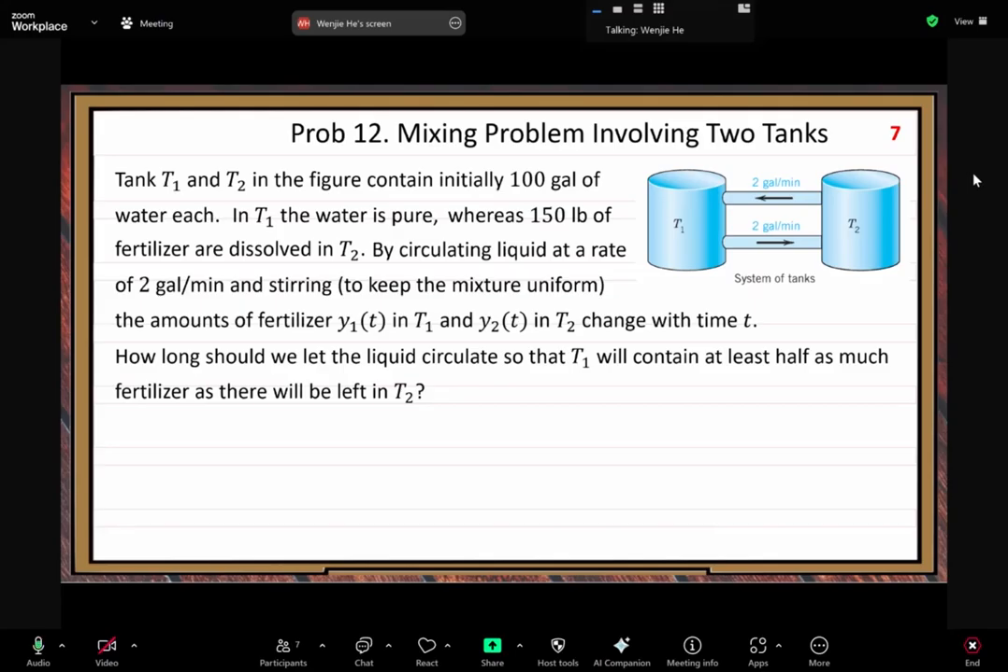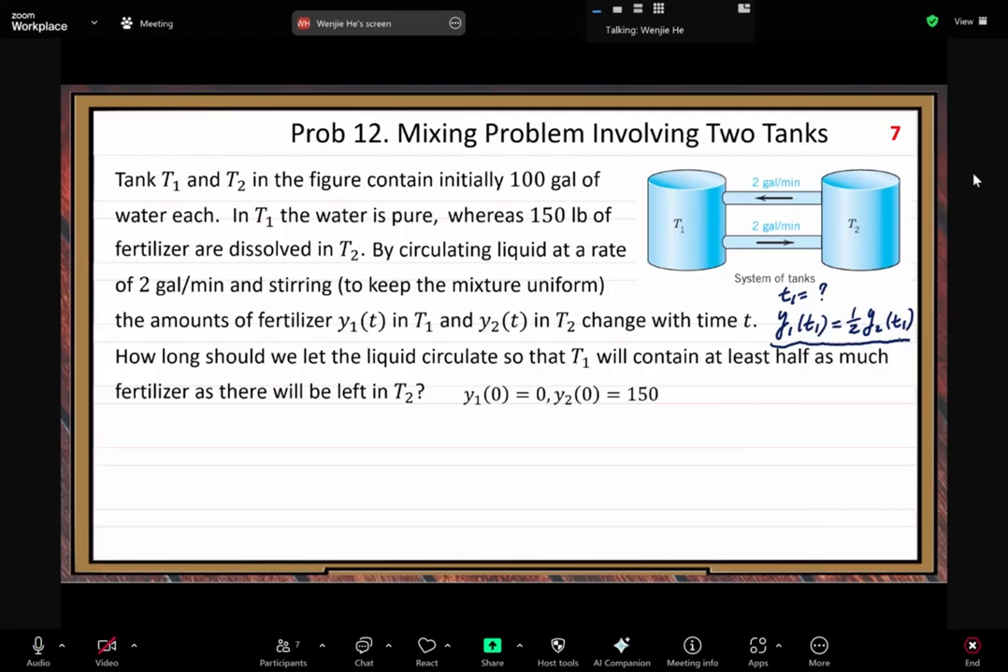All right, so we need to find some special T1 such that Y1 of T1 equals 1/2 of Y2 of T1. But we need to find this little y1, little y2 functions first. So that's the question. Initial condition, that's obvious.